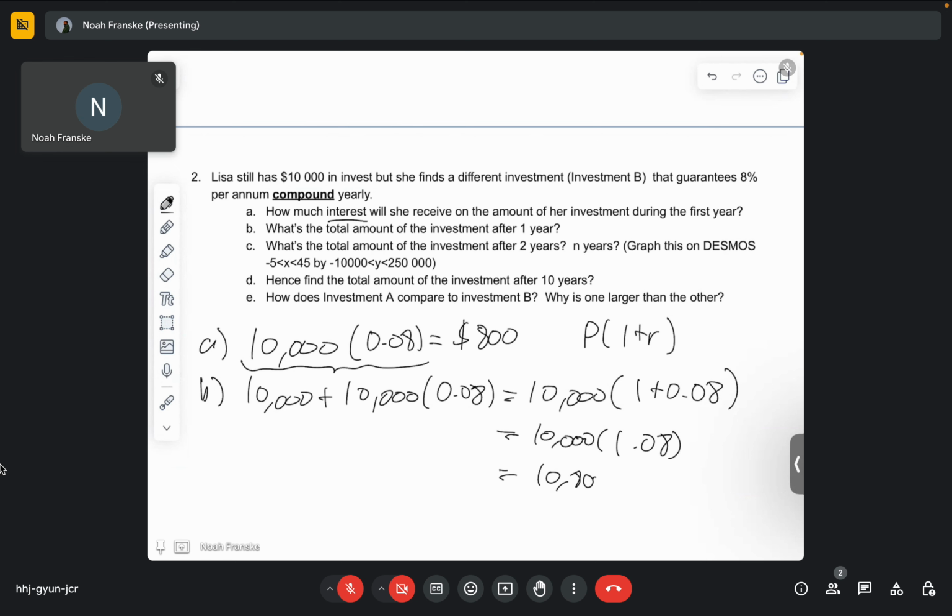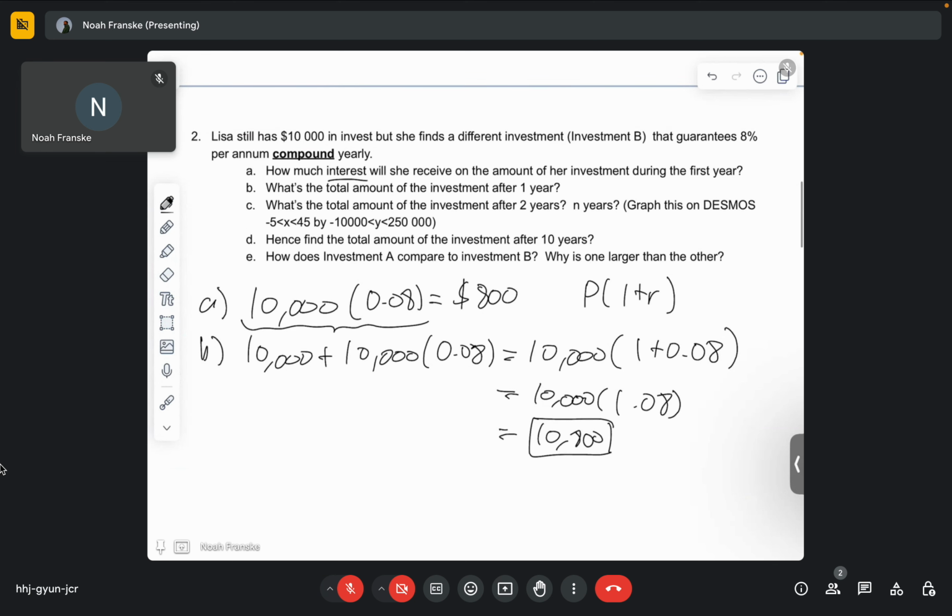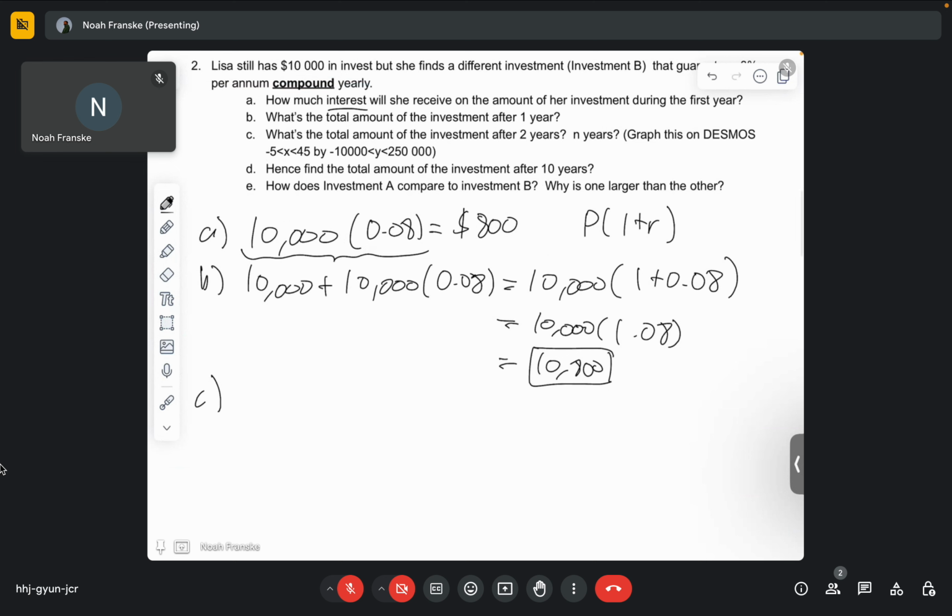So it's the same as simple for the first year. But here's what goes crazy is what happens after 2 years. So after 2 years, that is C, not B. After 2 years, you get the 8% on the total amount after 1 year, right? So that's kind of weird. It's kind of weird the way I said that.